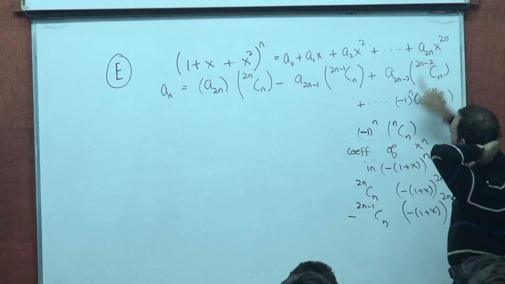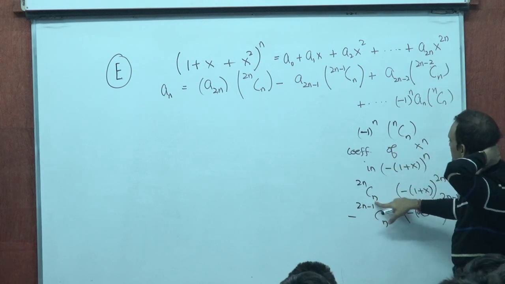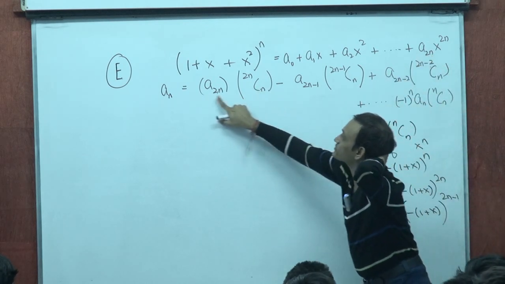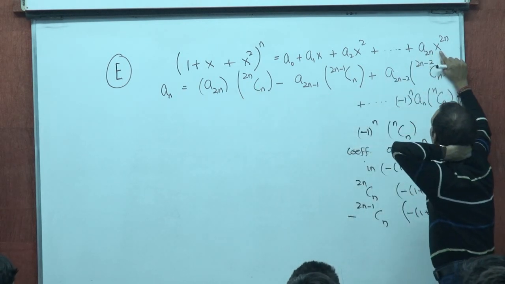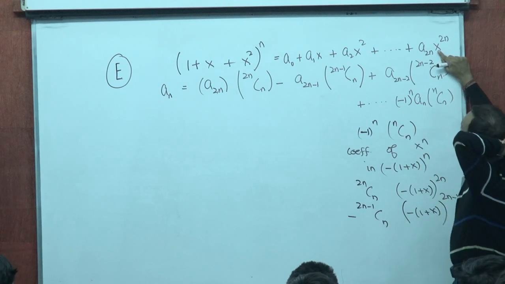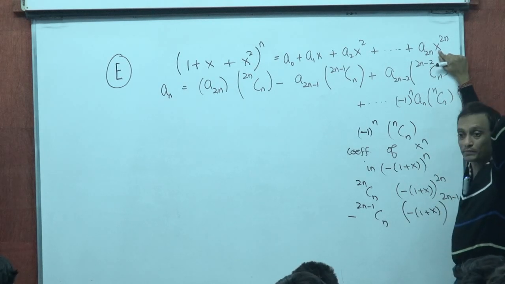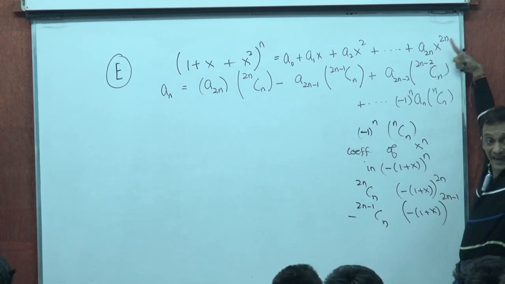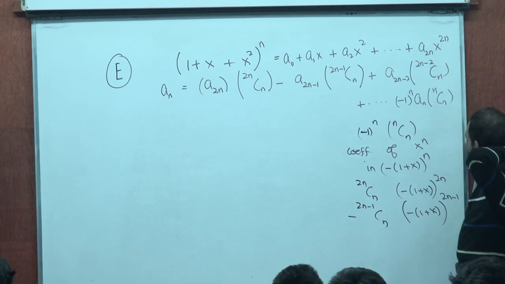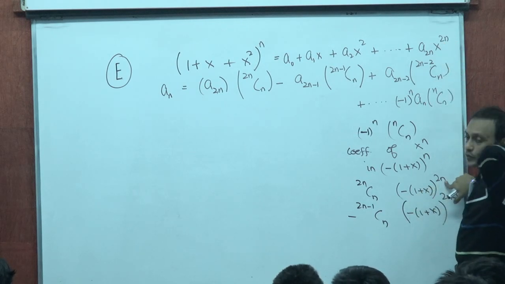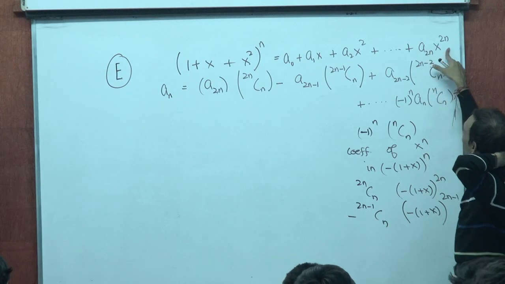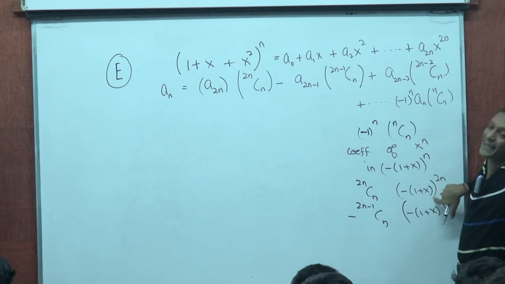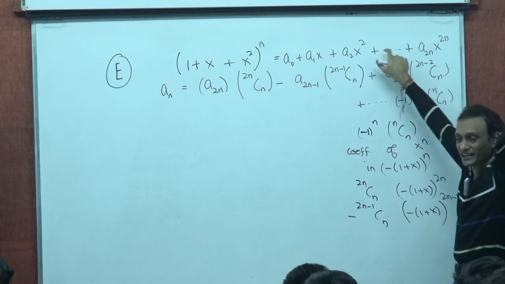See, this 2nCn comes married to a2n. So now, if instead of x, I had -(1+x) here, then this would become (1+x) to power 2n, and the coefficient of x power n here would have become (-1) to power 2n, a2n into 2nCn, yes or no? And same with other terms.